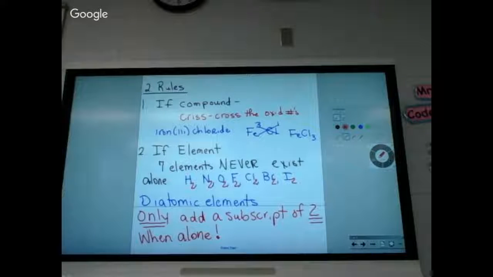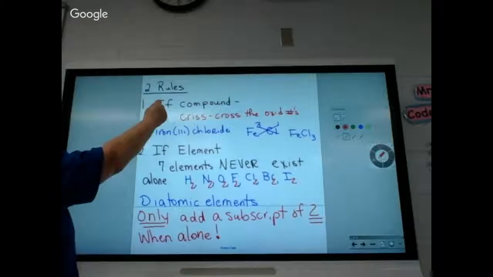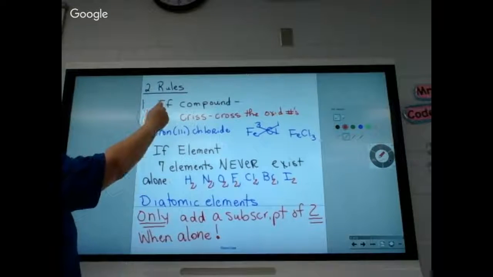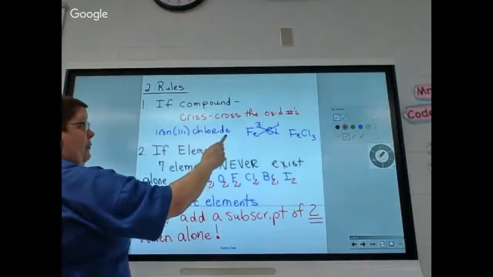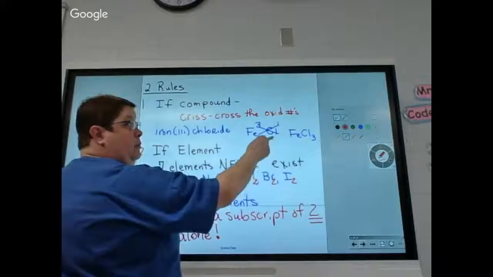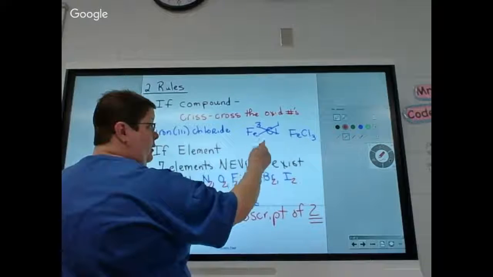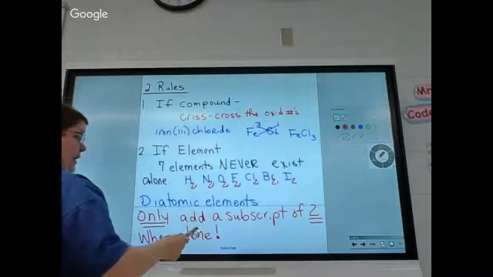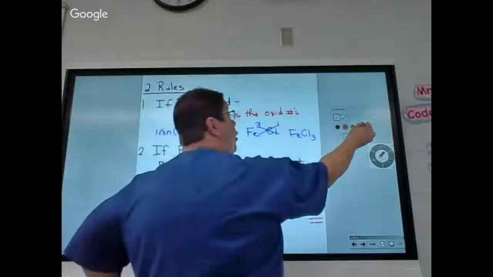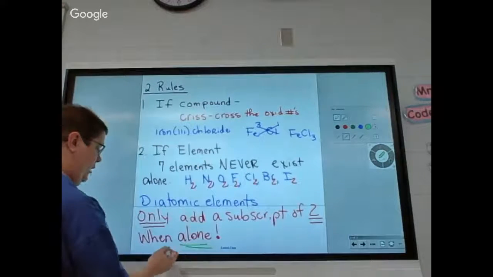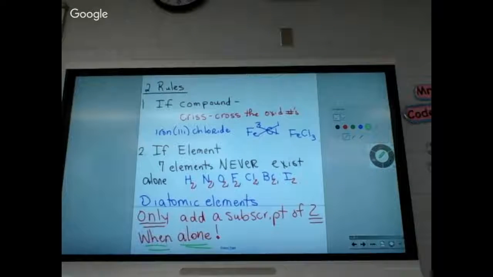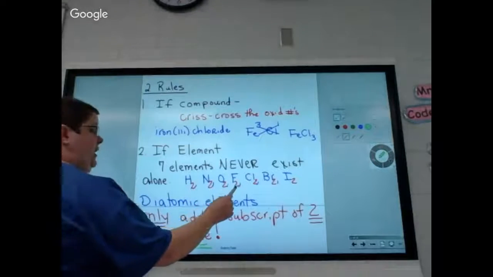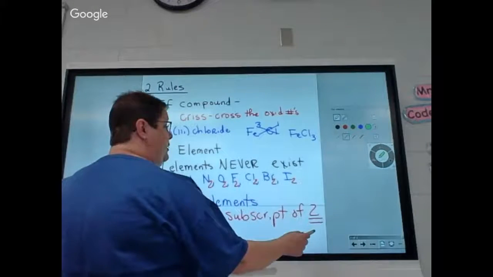Okay, so when it's a compound, we're going to do what? We're going to crisscross. So see how chlorine is up here in a compound. Did I stick a 2 on it? No, I crisscrossed. When it is alone, notice I use that word alone, I add a 2. But it has to be one of these 7 diatomic elements to get a 2.